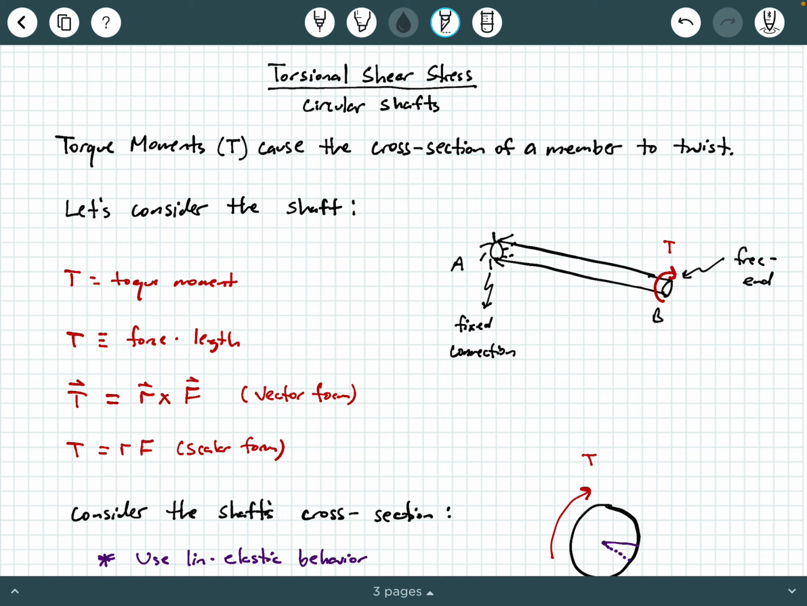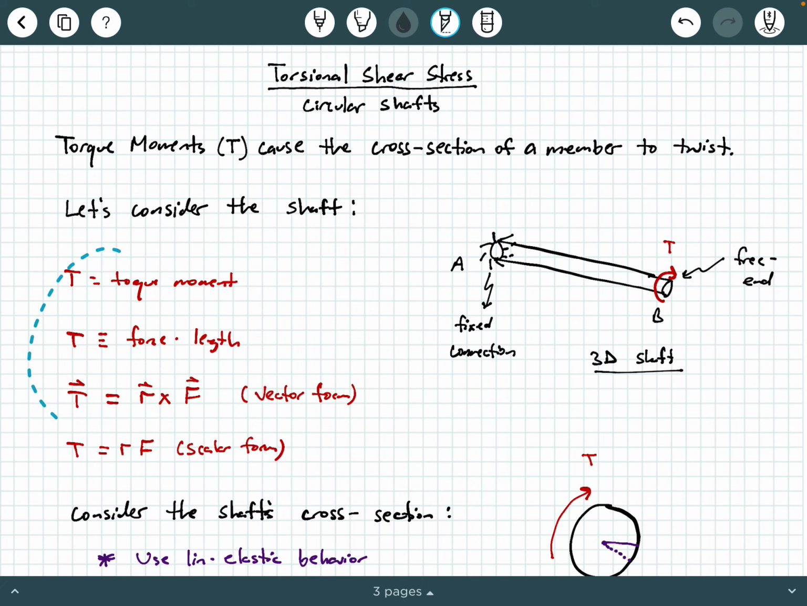So let's make a little note here. This is a 3D shaft. Okay, that's our figure here. And let's say that the free end is subject to this torque moment T here, okay, that I've drawn in red. All right, so that means that this torque moment T is going to cause the length of this shaft to tend to twist within its cross section.